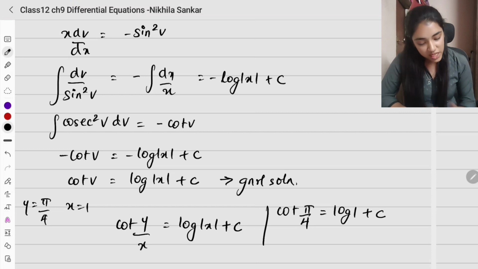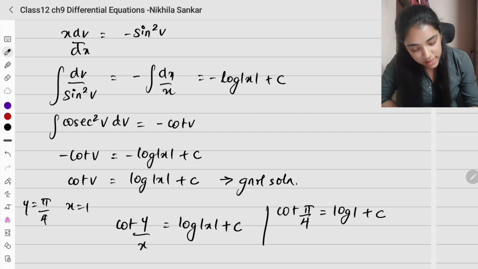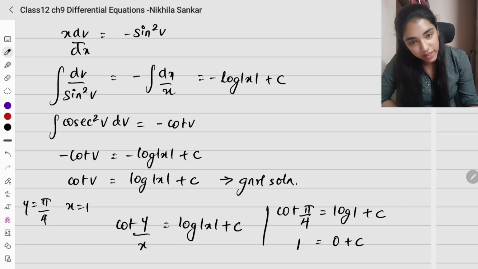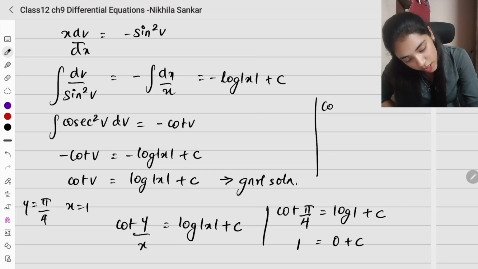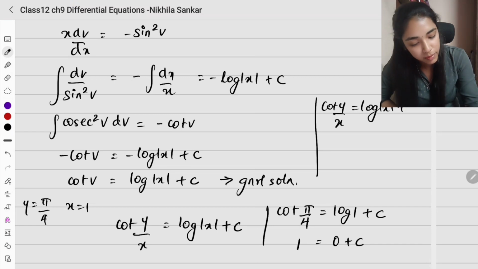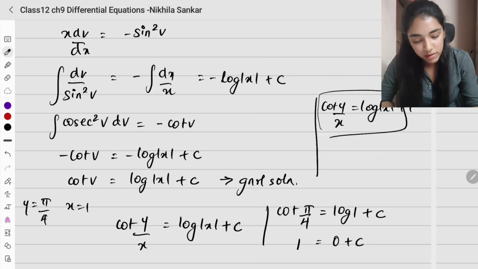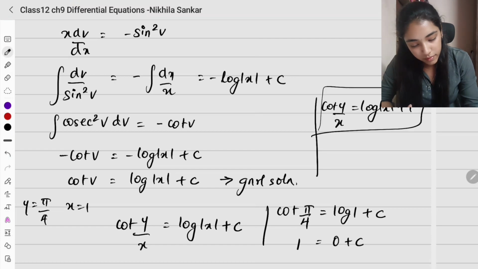You need to find out what the value of c is. What is cot pi by 4? It is the reciprocal of tan pi by 4, which is 1. Log 1 is 0 plus c. Now what is the value of c? It is 1. So what is my final solution? Cot y by x equals log mod x plus 1. So this is my final answer. Okay, please copy.